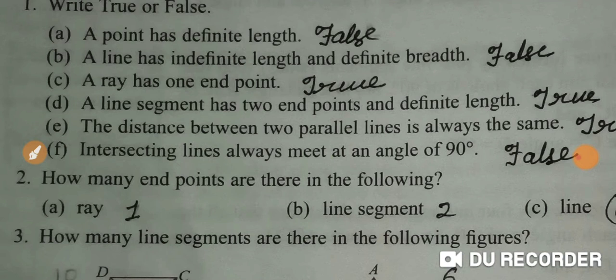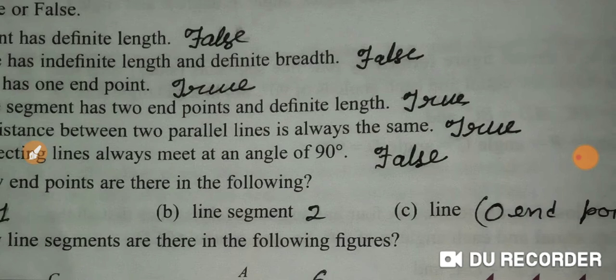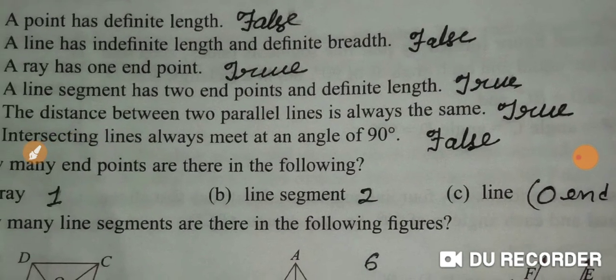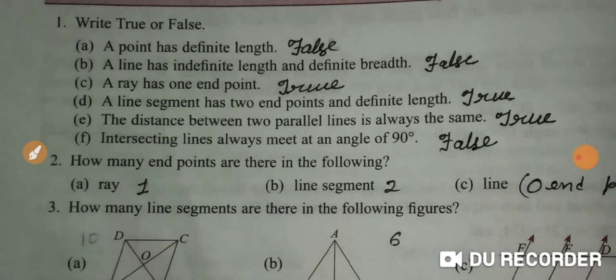Question number 2. How many endpoints are there in the following? Ray. Dear students, a ray has one endpoint because it starts from the initial point and moves continuously infinitesimally. That is why a ray has only one endpoint. A line segment has two endpoints, point A and point B. Now a line has zero endpoints because it can move in both directions.